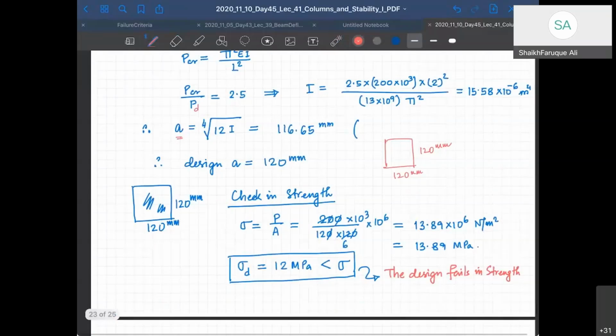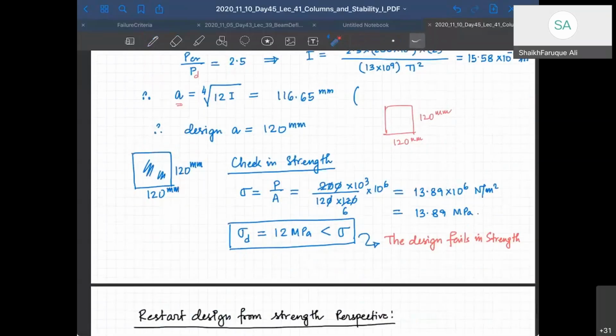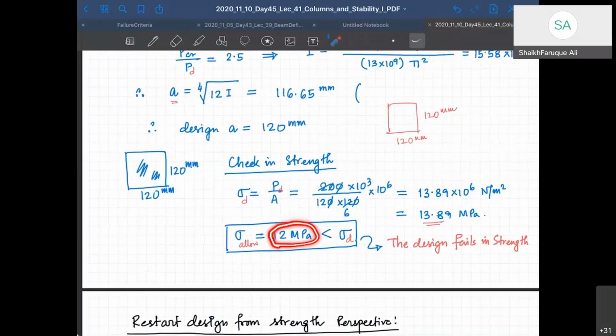Now let's check in strength. Oh, I've already drawn that here. So now check strength. In strength, sigma design comes out to be P design by A, and then you do the calculation, you get 13.89, which is greater than my sigma allowable. So therefore the design will fail in strength, the concrete will fail, or the column will fail in strength because it is going beyond my given allowable capacity, right?